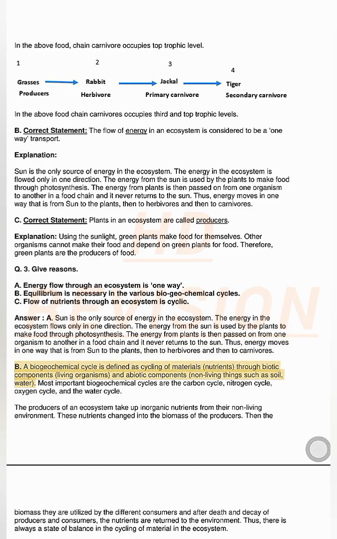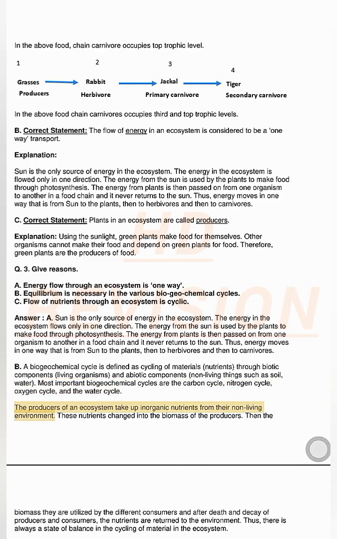B. A biogeochemical cycle is defined as cycling of materials, nutrients, through biotic components, living organisms, and abiotic components, non-living things such as soil, water. Most important biogeochemical cycles are the carbon cycle, nitrogen cycle, oxygen cycle, and the water cycle.